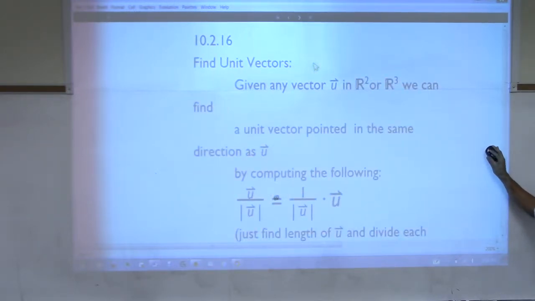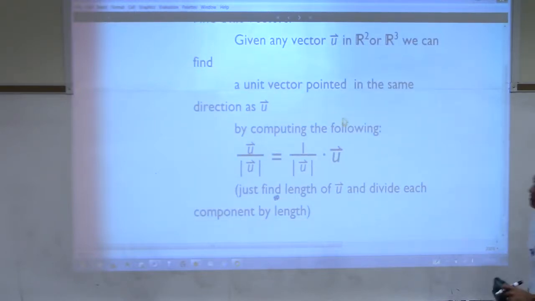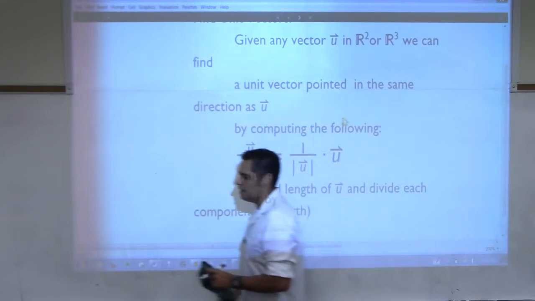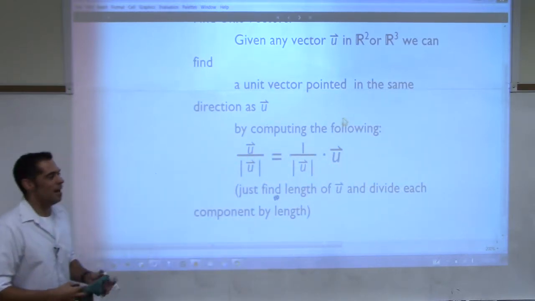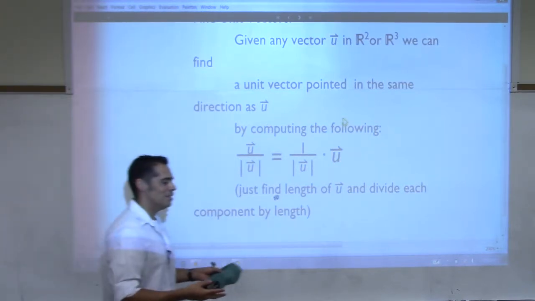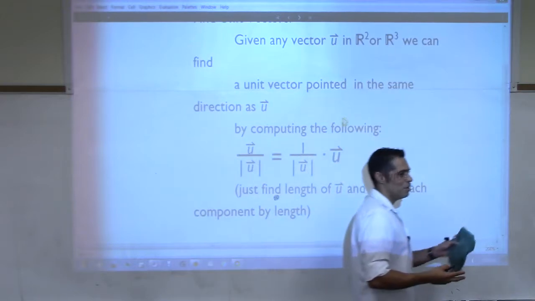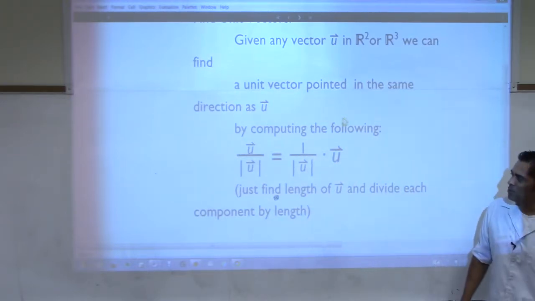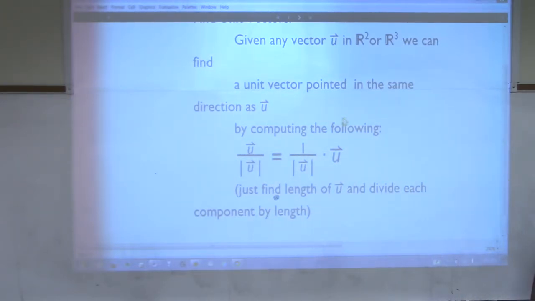With the 0 vector, is it either pointed in all directions or is it not pointed? We could get into a debate on that. You can't really say it's pointed in all directions, but you could argue it's pointed in all directions or no directions. We won't even talk about the direction of the 0 vector.